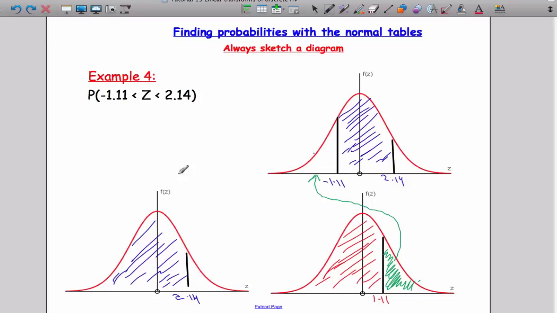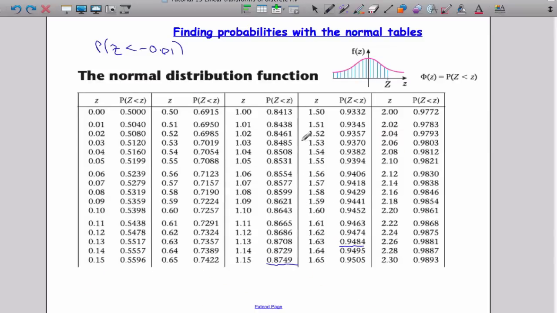So let's work our way through it. Let's work out this green piece here. So I'm going to do the probability of Z being less than 1.11, and I'm going to take it away from 1. So I'm going to do 1 minus the probability that Z is less than 1.11. So let's go back to my table. 1.11 is here, which is 0.8665.